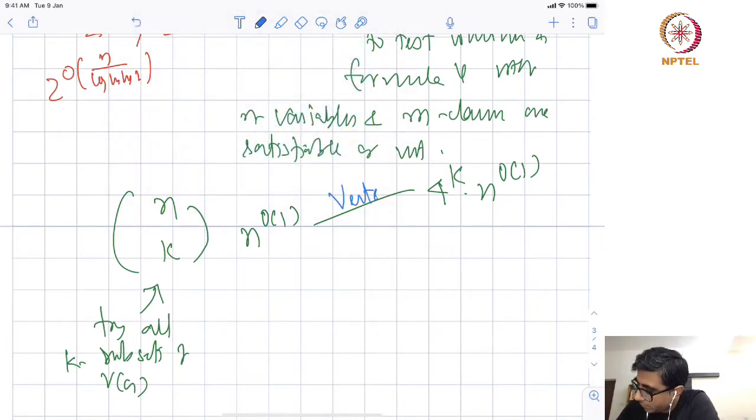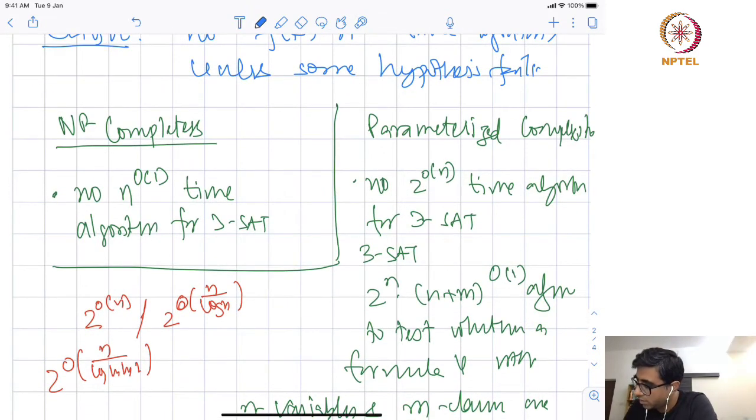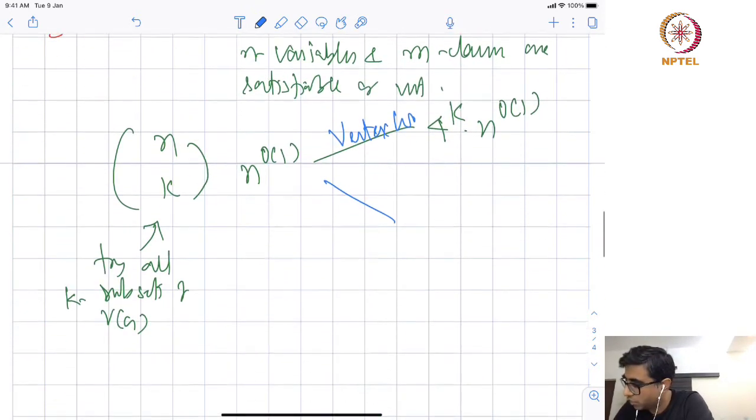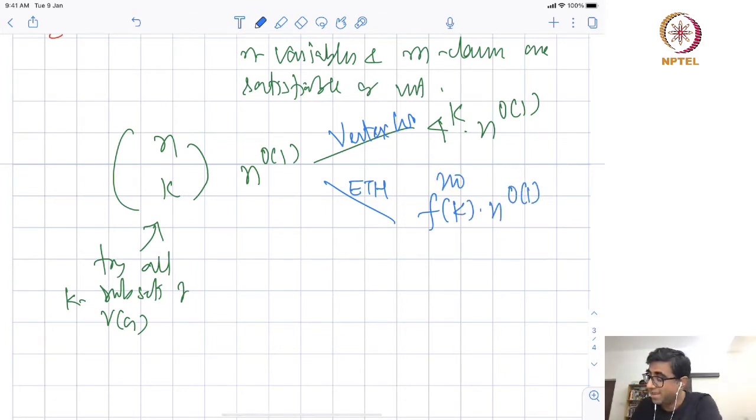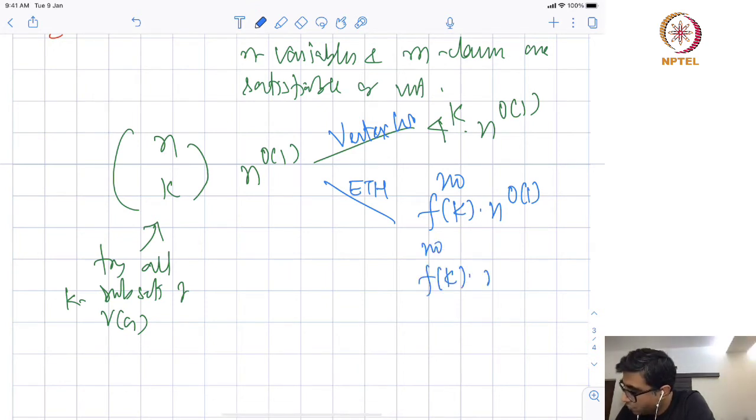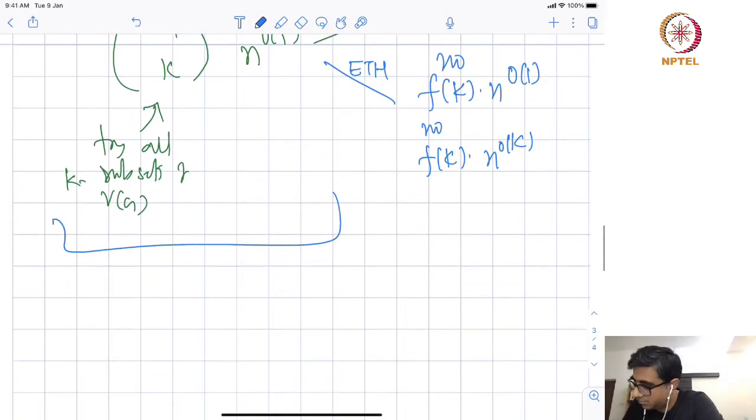And this hypothesis is also called the exponential time hypothesis. We will talk about it much more in the course. In fact, what we are saying is that not only can you not have f of k n to the power big O of 1 such an algorithm, you cannot even have f of k n to the power little o of k. So, hoping to do better than this is not possible.